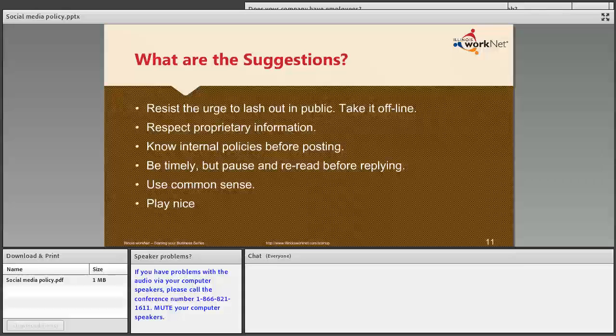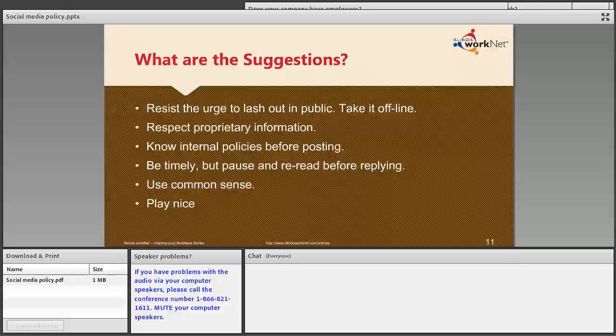You want to make sure that your employees are respecting proprietary information. For example, if you have a new product being released, who's allowed to release the information first? When can employees talk about it on social media, and how long after the release date are they allowed to do that?